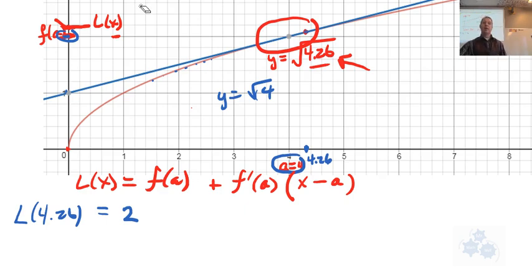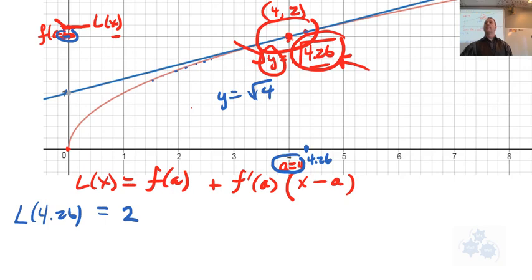I did pick 4 randomly. I've got 4 because that's a known value. I know what f of a is, no problem. I don't know what f of 4.26 is, but I know what f of a is. Once again, we don't know what this y value is. I'm trying to find L of x, really. I'm trying to estimate, approximate this. I don't know what the square root of 4.26 is without a calculator. I do know what this point is, and that is the point (4, 2).